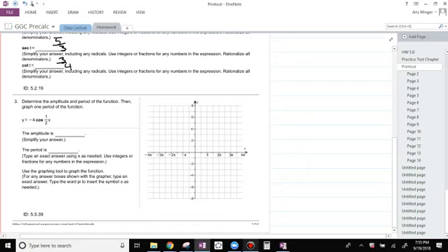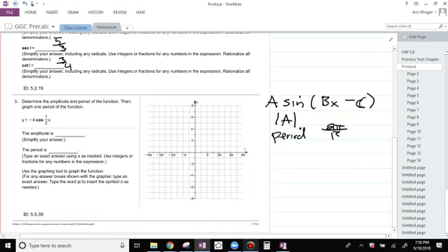Let's get the formulas out one more time. If I have A sine of bx minus c, and it doesn't even look like I'm asking about c. The amplitude is the absolute value of A. The period is 2 pi over b, right? And then the phase shift is c over b.